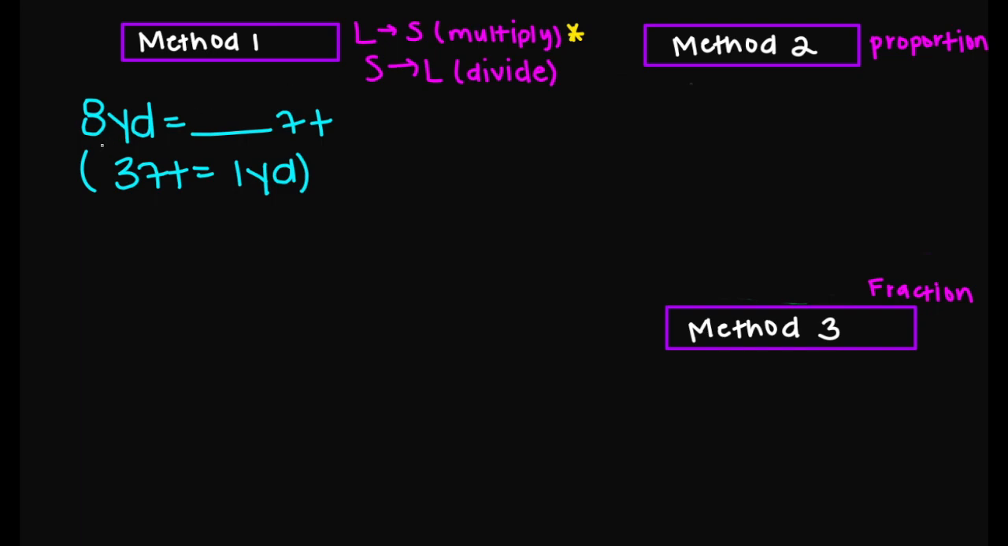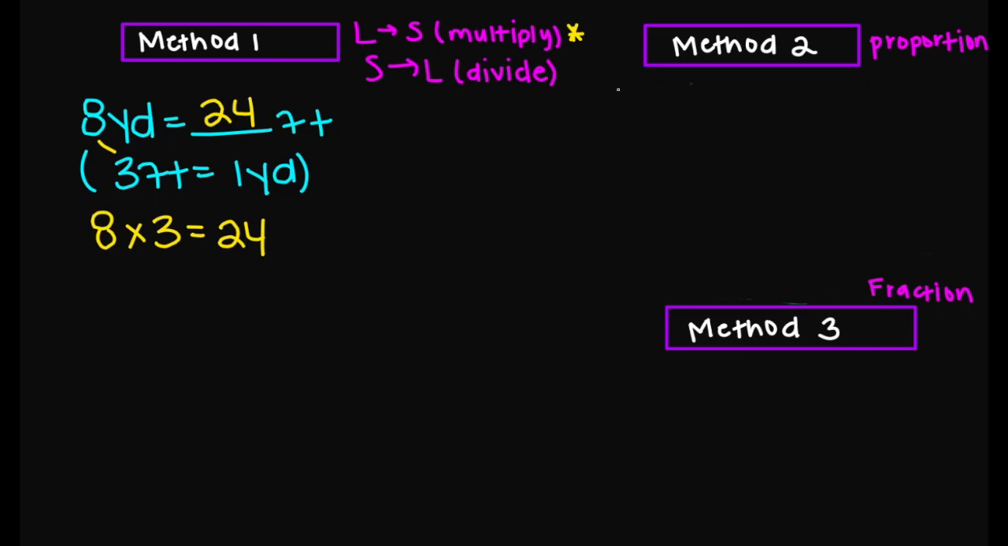And I am going to multiply 8 times 3, because 3 feet gives me 1 yard. So I'm going to do 8 times 3. This is going to equal 24. So my final answer here, 8 yards equals 24 feet. And that's my final answer for method number 1.